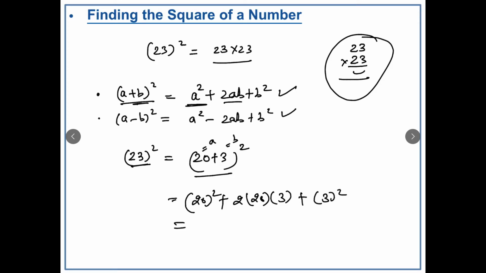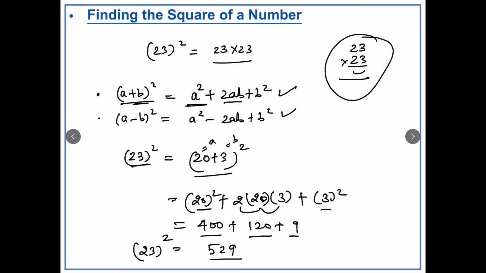Now we have to solve this. The square of 20 is 400, and when you multiply this, 2 into 20 is 40 and 40 into 3 is 120, plus we have square of 3, which is 9. So when you add 400 plus 120 plus 9, it is 529, which is the square of 23. So by using these two identities you can find the square of any given number like this.